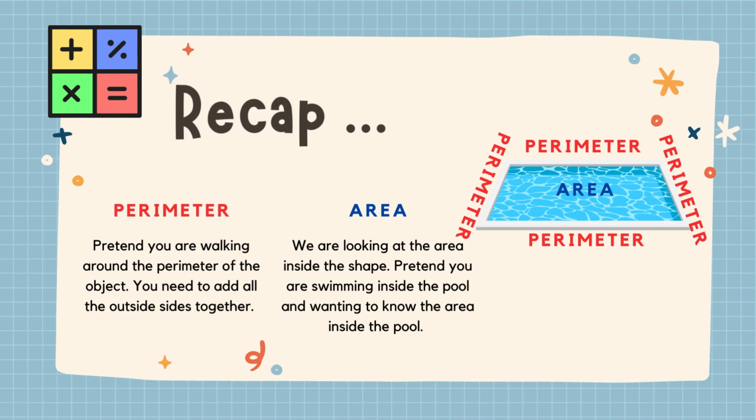Let's recap. The perimeter, pretend you're walking around the area of the pool to work out the distance. Area, we need to be looking at inside the pool where the water is and how much area is inside the pool.